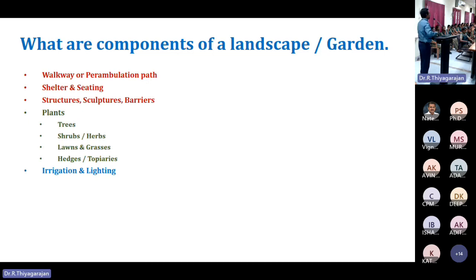So you have lawns and grasses. That's again a major component in many gardens. That is where you find large green patches of turf. Other than what you find in golf courses and cricket stadiums, you will find large pieces of lawn only in gardens, because not many people can afford it for their homes, and we need to have it in a public place where we can put it to use.